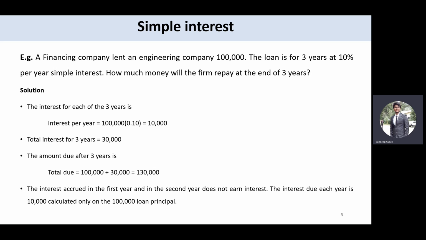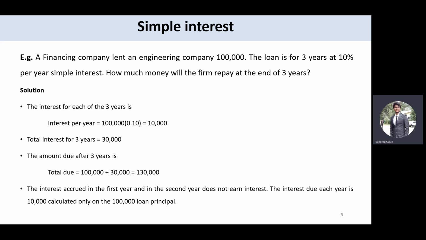Now the amount due after 3 years, that means the company has got 1 lakh rupees, and after 3 years the company has to return the principal amount plus interest for 3 years, that is 1,30,000 rupees.